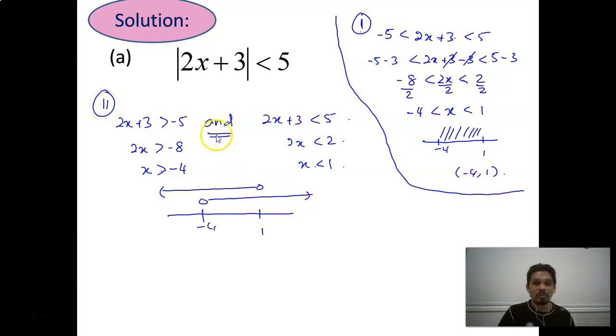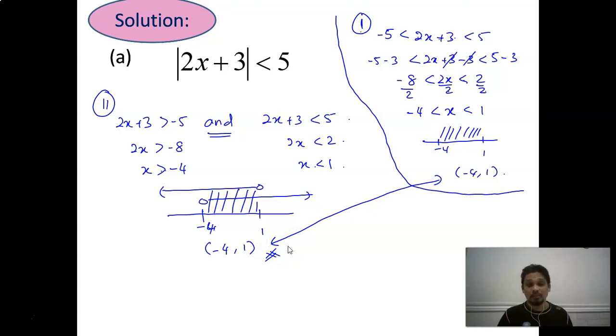Okay, when it comes to the term of N, we try to find out where they intersect each other. It is here. So then, the solution set here is negative 4 until 1. So compare, we get 1. Clear, we call it the correct answer.